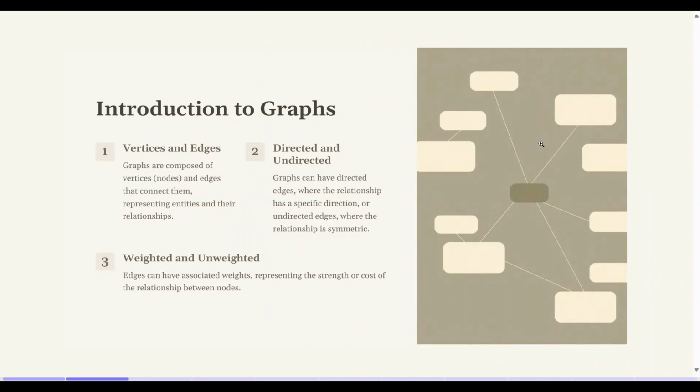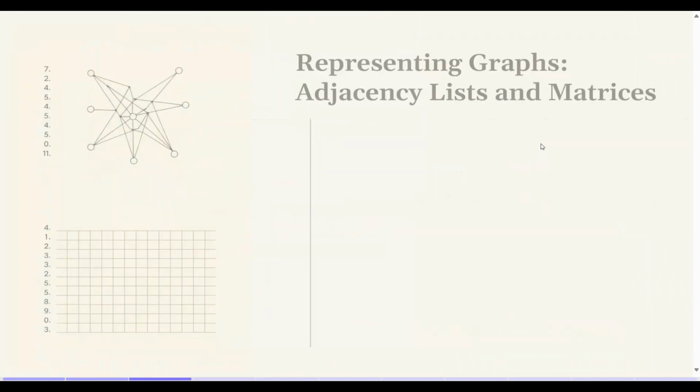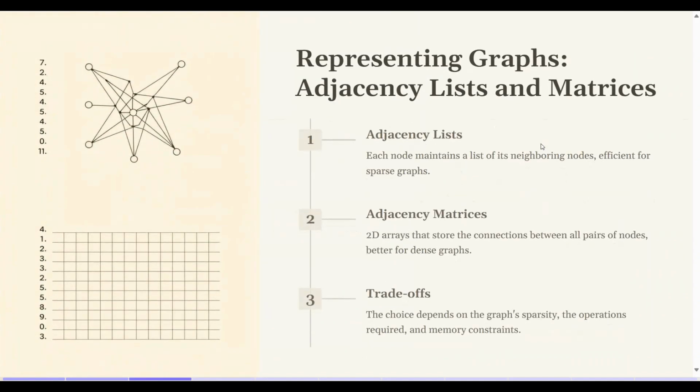In a directed graph, edges are unidirectional, whereas in an undirected graph, edges are not directed. In a weighted graph, edges have some weight or cost assigned to them, but in unweighted graphs, there is no weight or cost assigned to edges. So now comes the representation of graphs. We represent a graph using two methods, adjacency list and adjacency matrix.